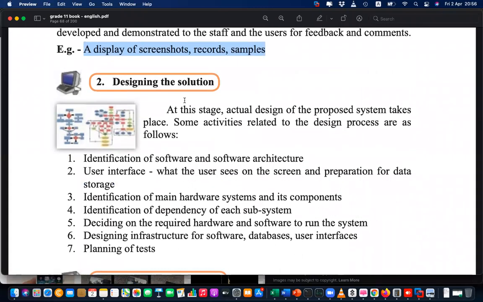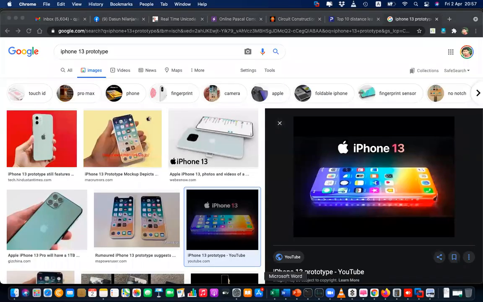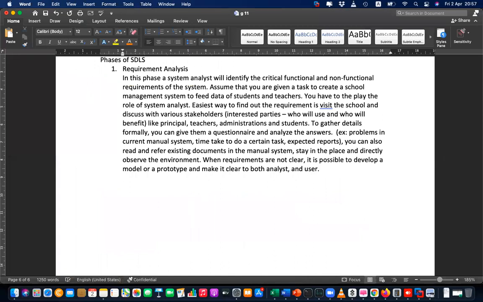So here, design is used to design the user interfaces, identify the hardware requirements, user requirements, software requirements, database and data requirements, and the planning for the tests can be done in the designing phase. Okay, write down the second phase, that is system designing.